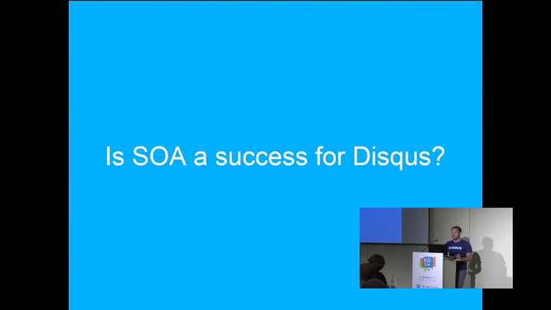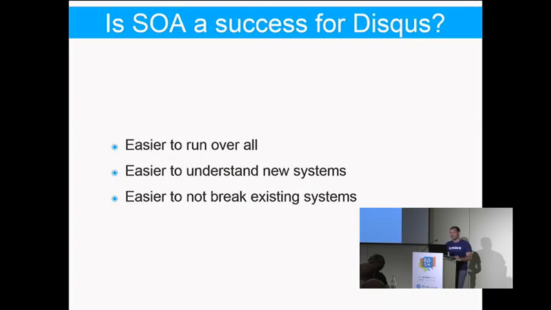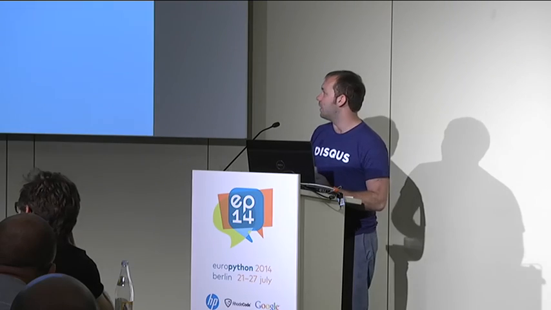Is it a success for Disqus? It's a knockout success. Okay. Yeah, it's easier to run overall. It's easier to understand and build new systems in this environment. We can hire an employee that never has to see legacy code, and I'm jealous of them. And it's easier to not break existing systems because you're not touching them. You can't accidentally break something that you're not committing code to. Well, okay, you can, but it's harder.